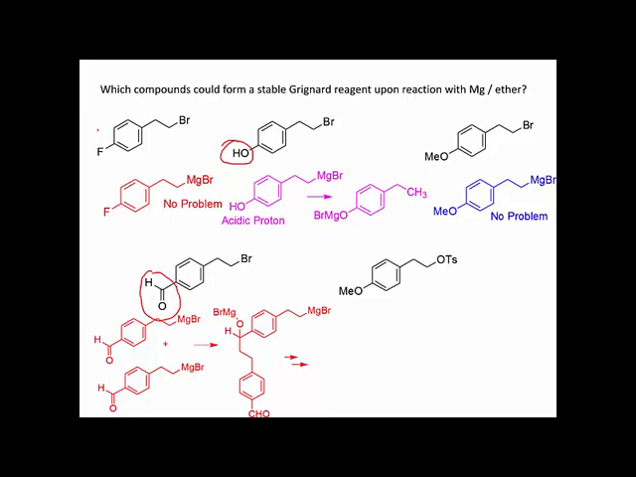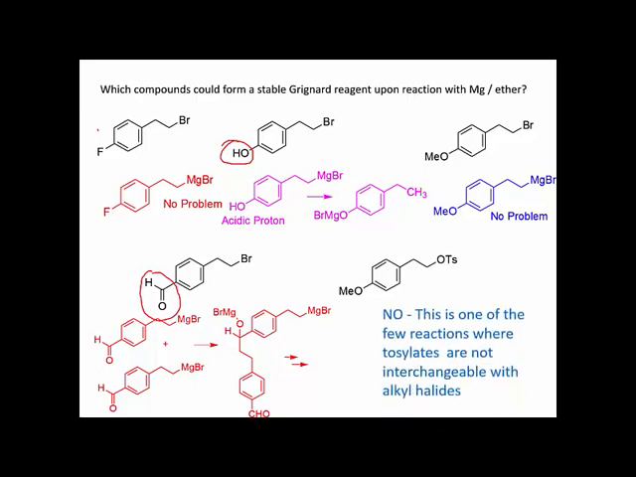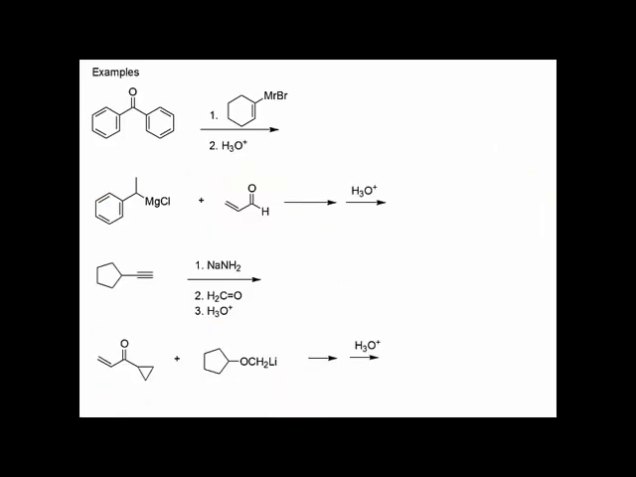Okay, and this last one, we're doing something we commonly did in the first half of the course, substituting a tosylate for a halide, but this is the one reaction where you cannot do that. So this last one would fail. This is because tosylates are not interchangeable with halides in the Grignard reaction. All right, let's look at some examples. Try to predict the products here.